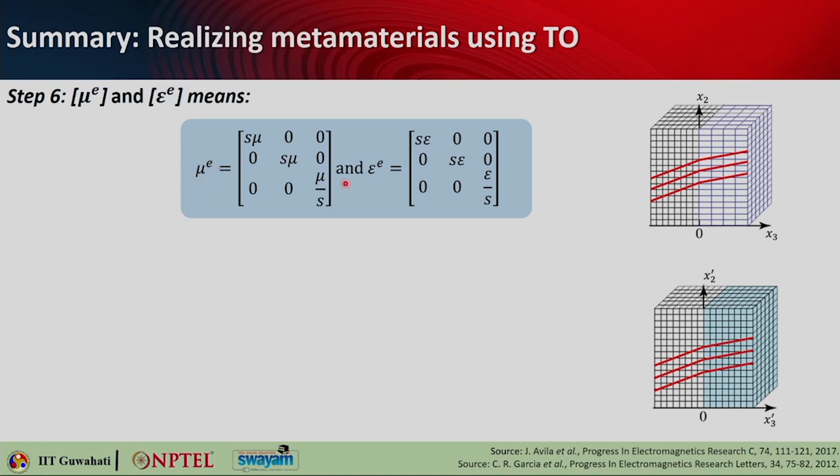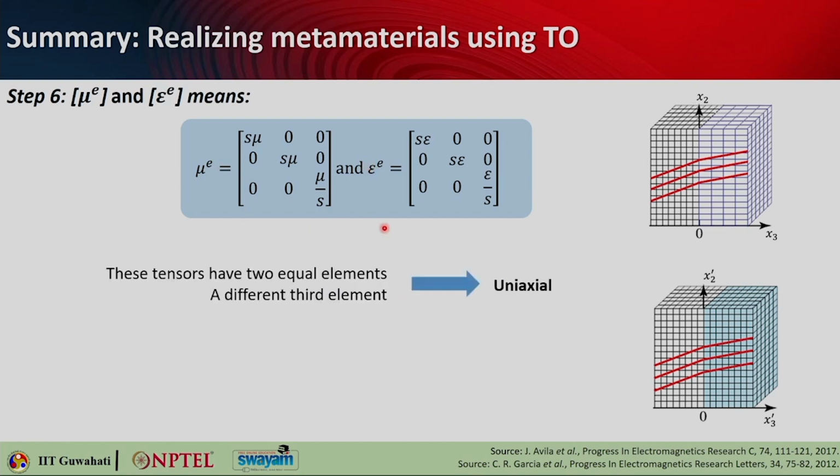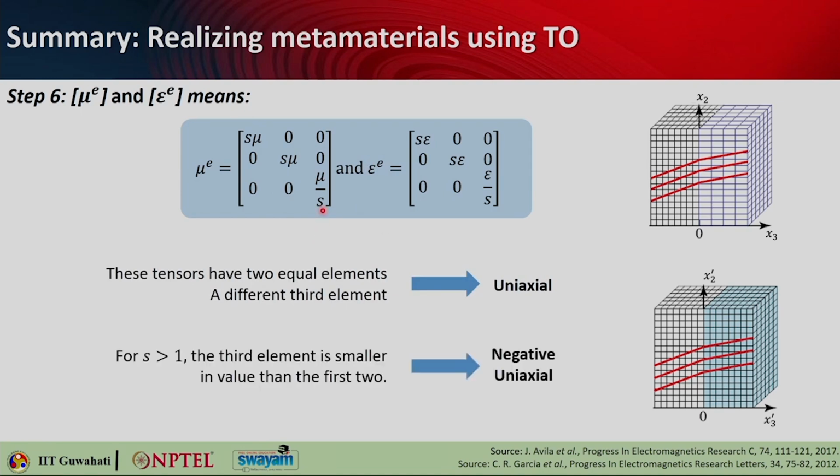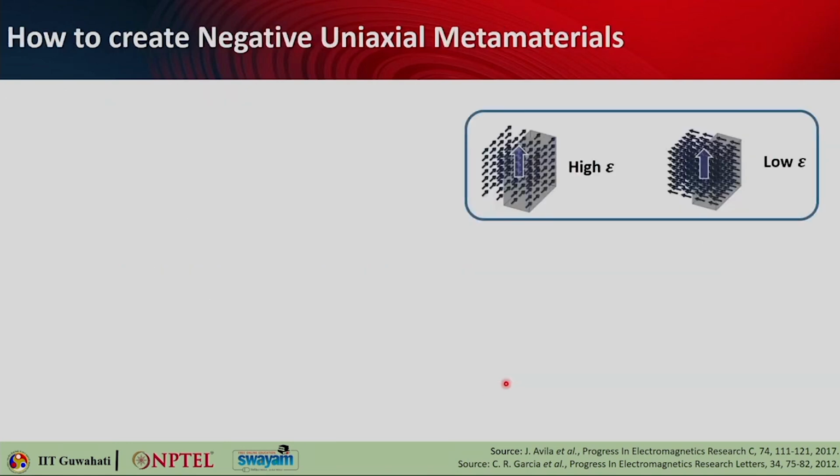Now, mu E and epsilon E, these are the equivalent permeability and permittivity, and looking at the tensors you can understand that the two elements are same and the third one is different. So, these are basically uniaxial, and when s is greater than 1, okay, that is you are stretching it, you can see that the third one will be smaller than the other two. So, the extraordinary one will be smaller than the ordinary one. So, this we can name as negative uniaxial crystal, okay, or metamaterial. So, that is how NUM, negative uniaxial metamaterial, the term has come.